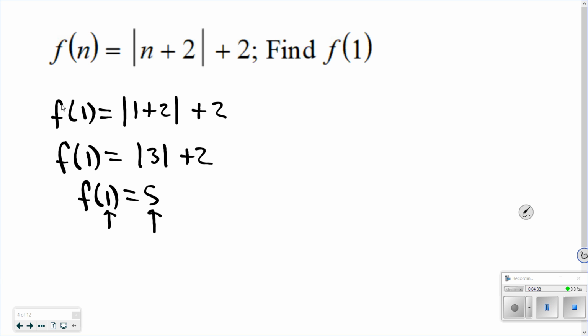By the way, you could actually write this as a coordinate point, if you wanted to. I plugged 1 in, and I got 5 back out. So if I wanted to graph that solution, I could actually graph that point 1, 5, and that would represent plugging 1 in and getting 5 back out.